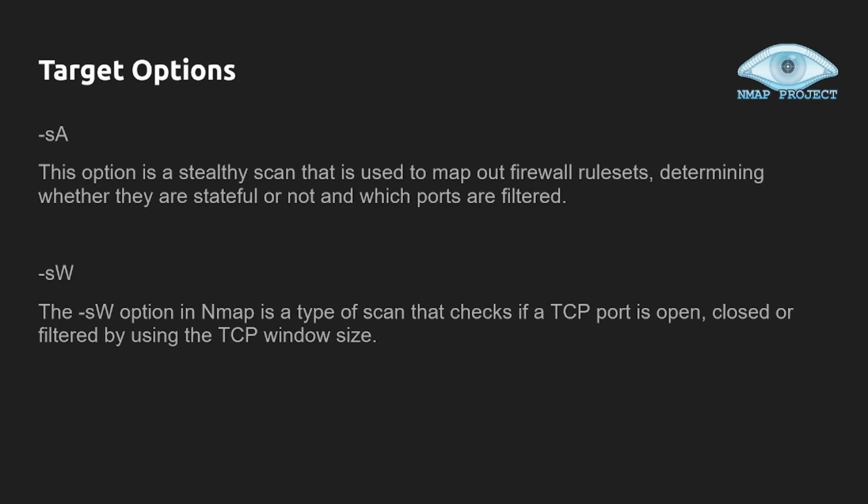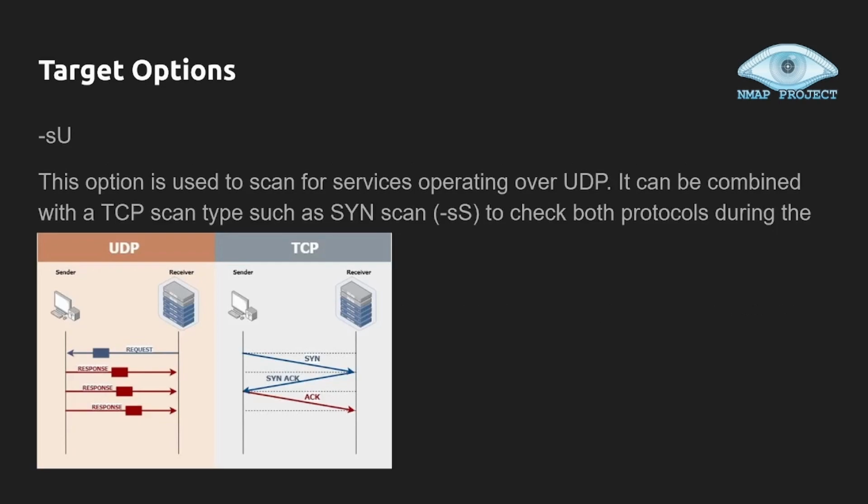The -sW option is kind of based off of an exploit in Windows, which allows us to determine if the port is open, closed, or filtered by using the TCP window size. So when we send out packets and we get them back, rather than actually looking at the content, we look at the window size to determine if the port is open, closed, or filtered.